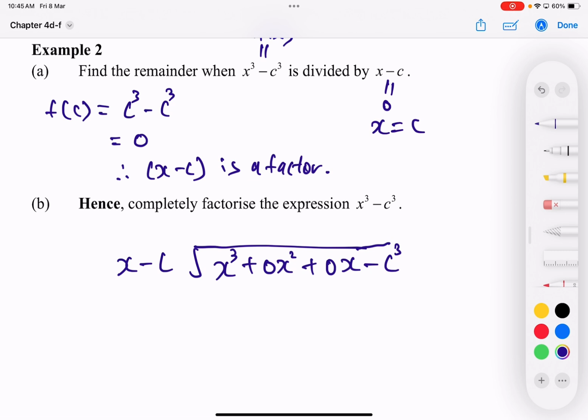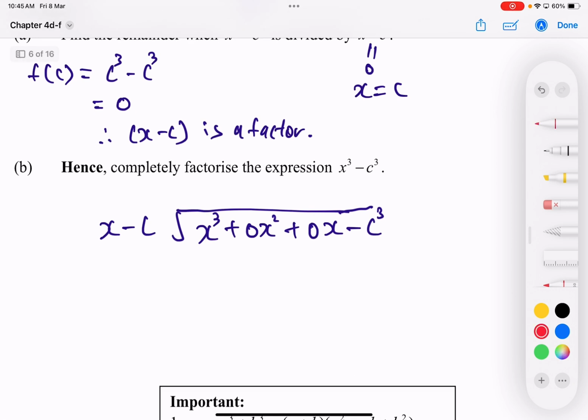Can you try this by yourself? What do you get in the long division? This is a pretty good long division question because it tests you on a lot of things. x squared plus cx plus c squared times x minus c.